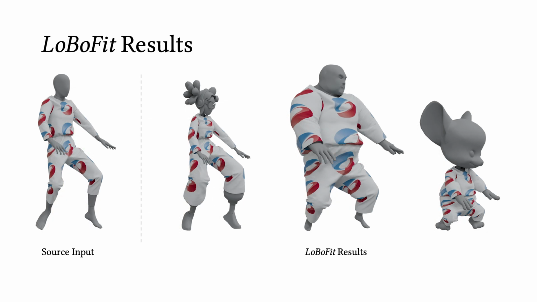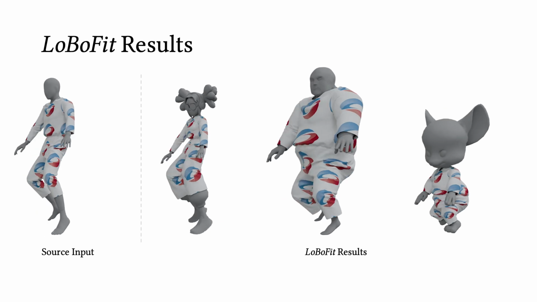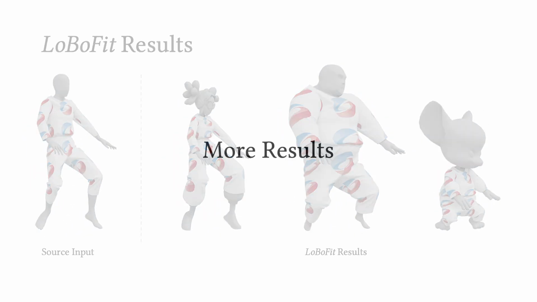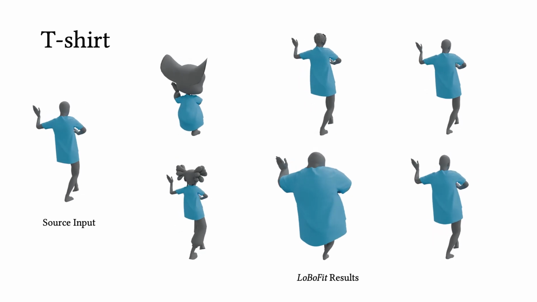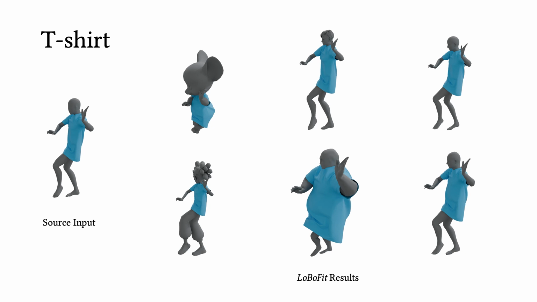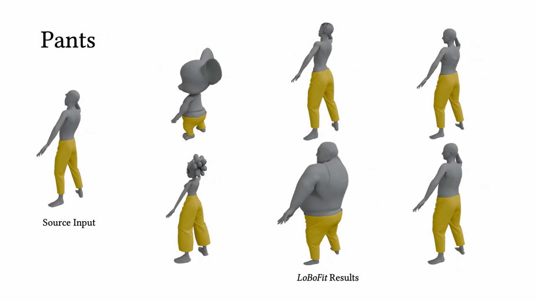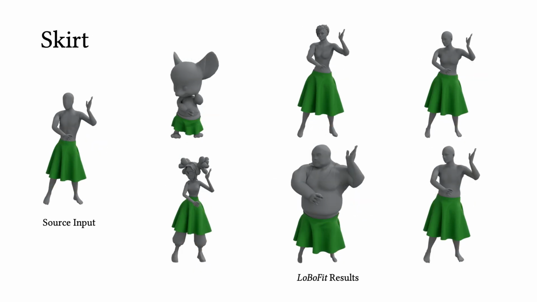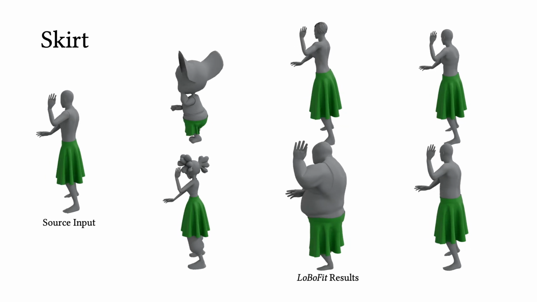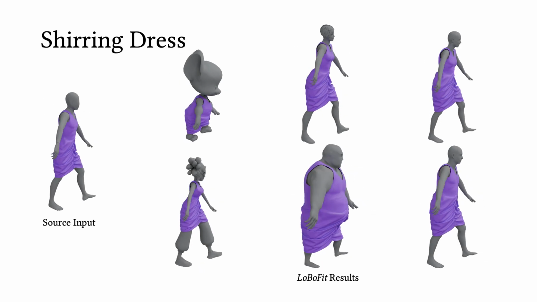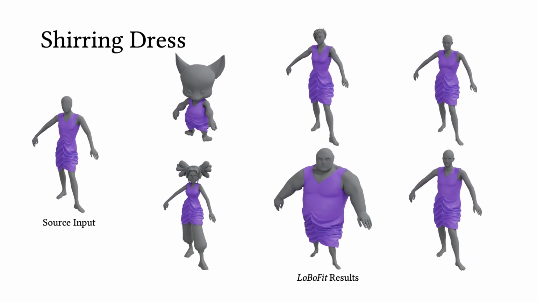The results show that LoBoFit robustly refits garments across diverse garments, avatars, and poses while preserving fine-scale wrinkles. Here, we show additional results across diverse garments, poses, and avatars. Even for this shearing dress, LoBoFit refits it to new avatars while preserving the designed shearing wrinkles.